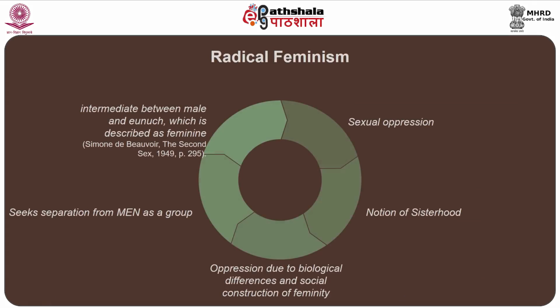The other feminist theories are radical feminist theories, which oppose sexual oppression, which they think is a fundamental form of women's oppression. The notion of sisterhood has been encouraged. Women are oppressed because of biological differences and the social construction of femininity.